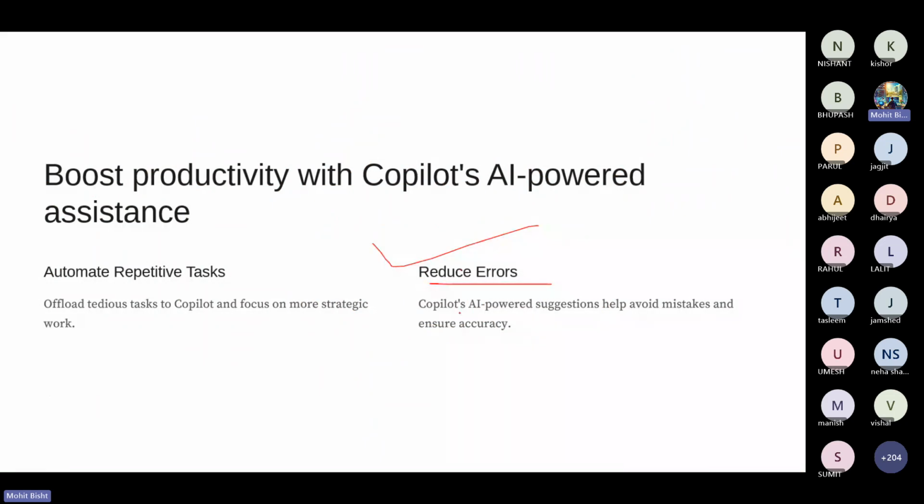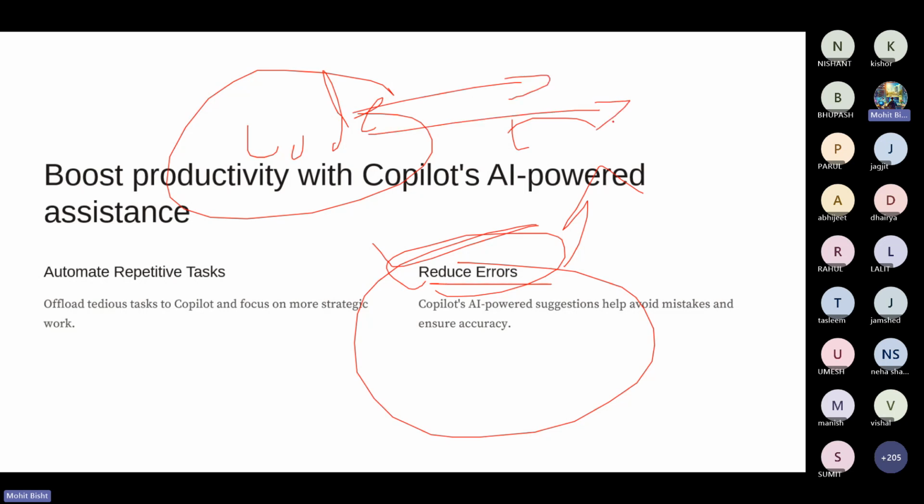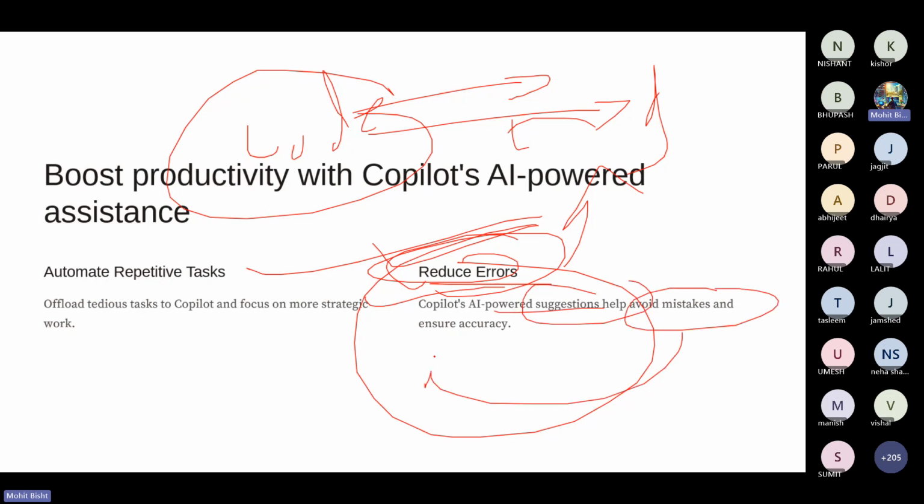And third is reducing errors. We already know how the Copilot works. It helps us with code snippets and other things, and it also helps us debug our code. So somehow it helps reduce our errors. Copilot suggestions help avoid mistakes and ensure accuracy. I'll take the to-do application example. Let's take some complex example.